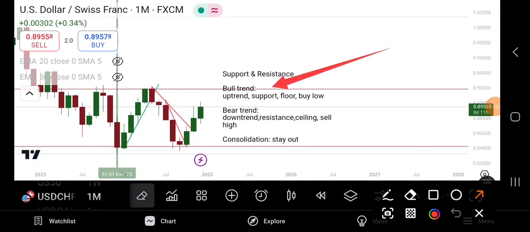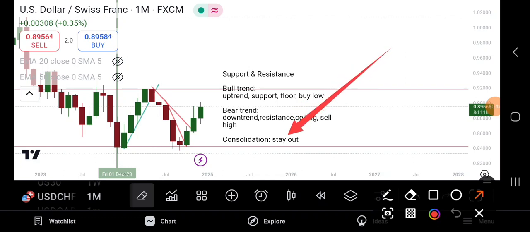So we're looking at the bull trend. The bull trend is when the market is going up. These green candles here. Okay. What is important to consider when you're looking at the bull trend is support or the floor, and that you should buy low. I will explain all of this to you now. And then when it comes to the bear trend, that's when the market is going down. That's the red candles. You have to consider resistance or the ceiling, and that you have to sell high.